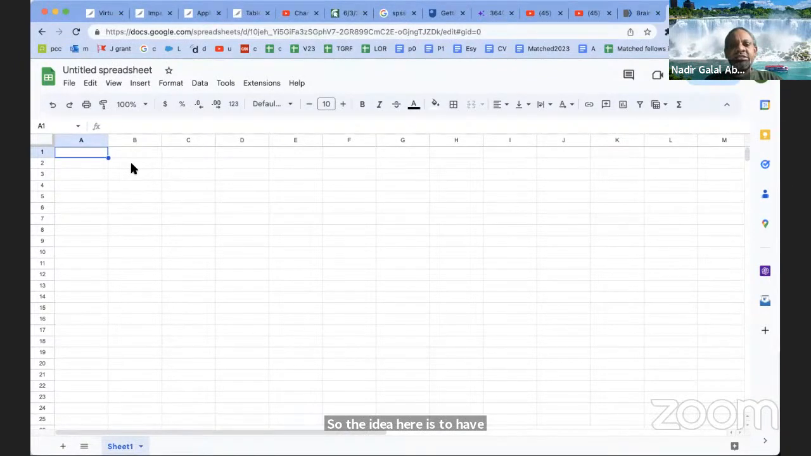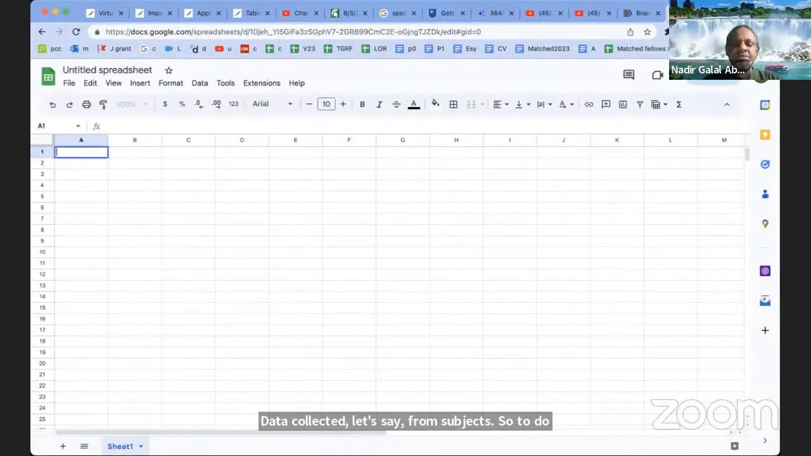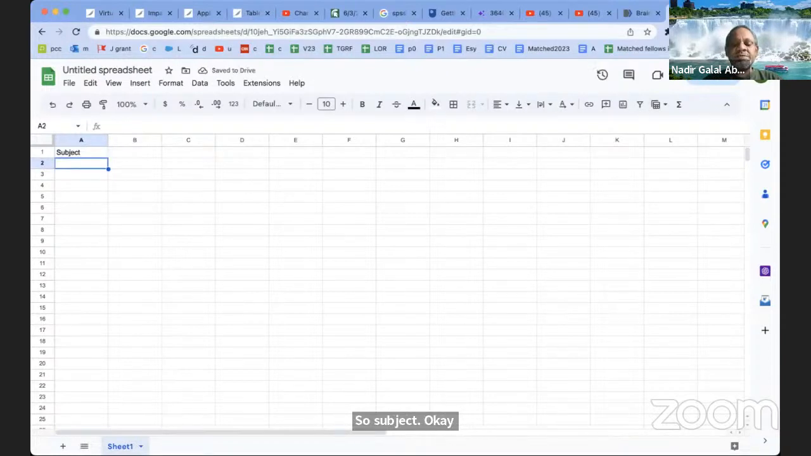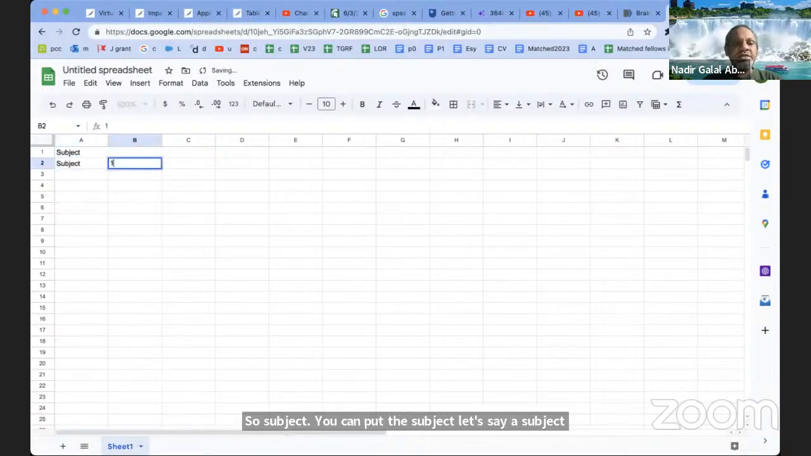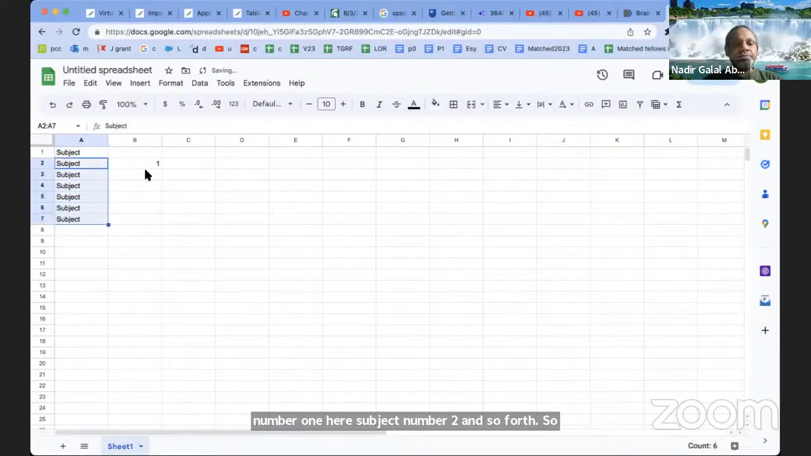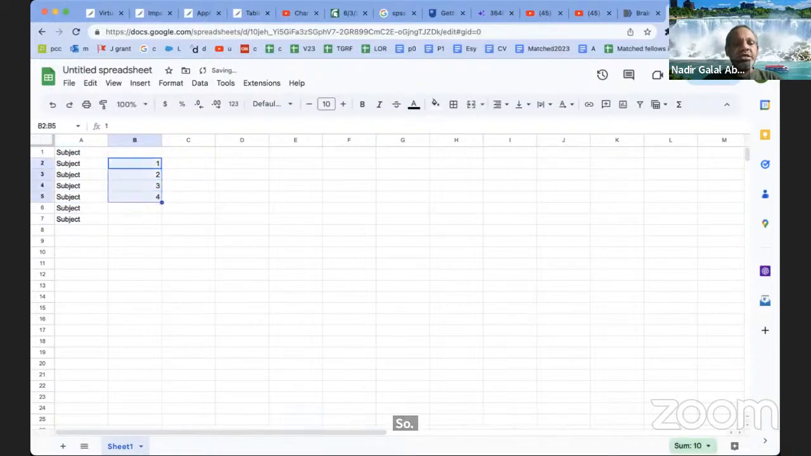data collected, let's say, from subjects. To do that, you need the subjects. So subjects, you can put subject number 1 here, subject number 2, and so forth. 2, 3, 4, and so forth.